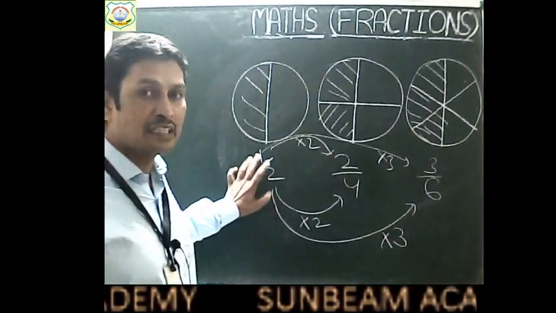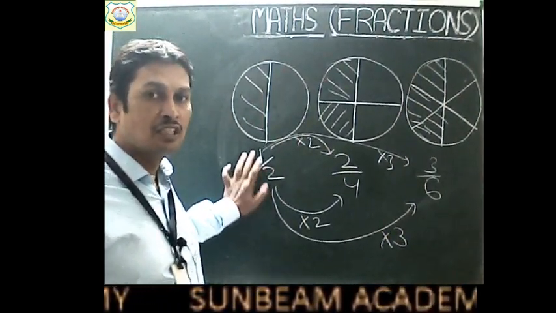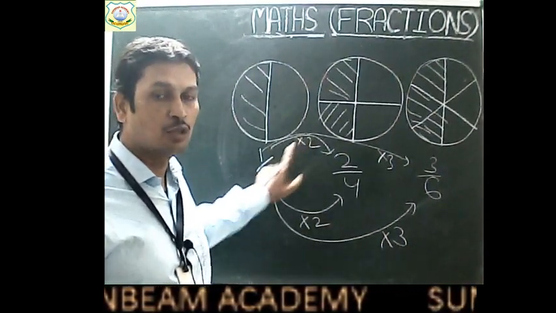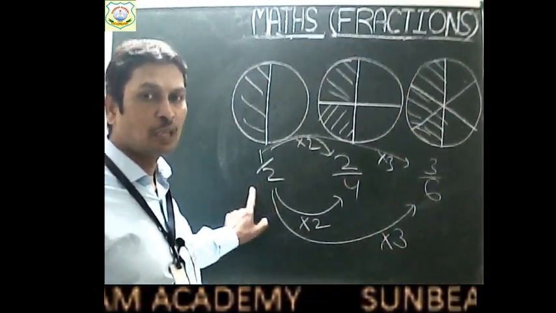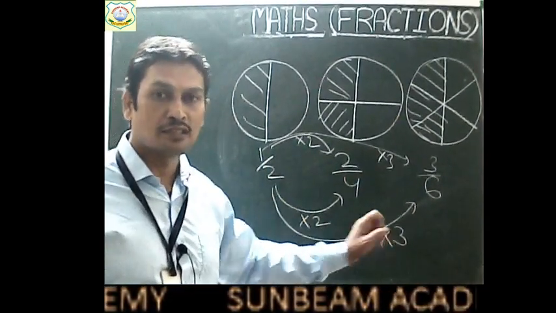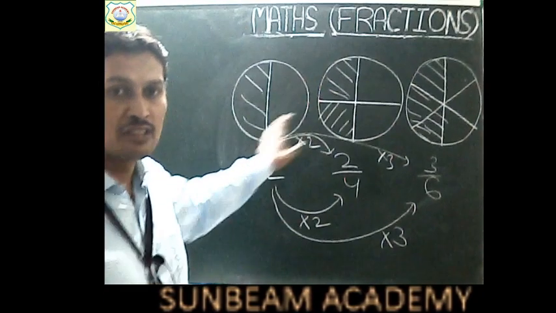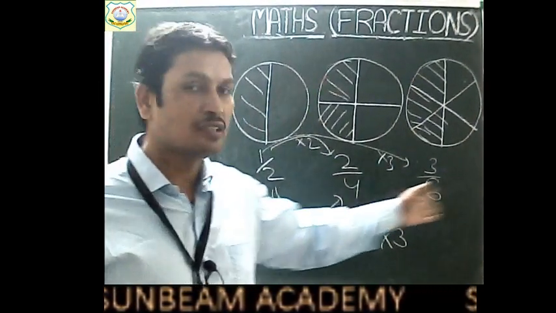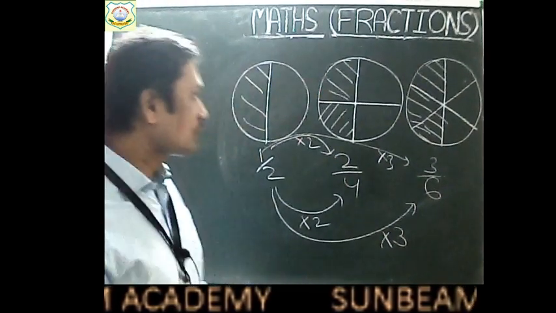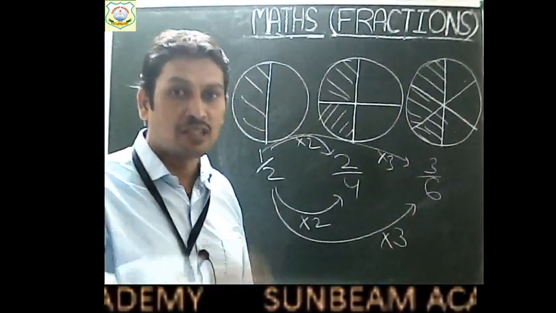So to find an equivalent fraction of a given fraction, we will multiply both the numerator and denominator with the same number. So numerator into 2, then denominator into 2. If numerator into 3, then denominator into 3, okay? If you multiply the numerator with 4, then the denominator will also increase 4 times, right? This is the way. Now suppose, children, see the reverse order.